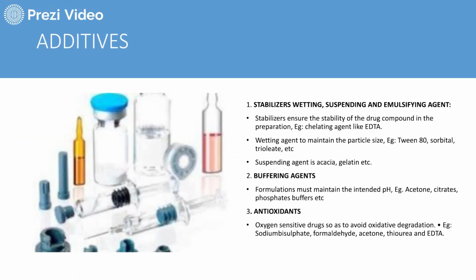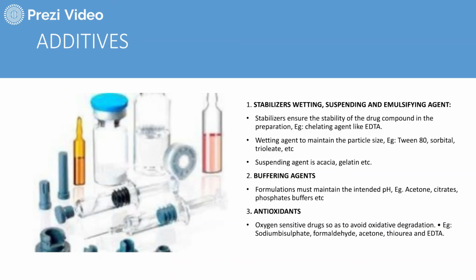When we talk about the additives, we use a variety of additives for the preparation of the parenteral product, ranging from stabilizers, wetting agents, suspending agents, to emulsifying agents. Since we are using not only solutions but also emulsions and suspensions, we need to have these agents incorporated into the formulation of the parenteral product. Examples include chelating agents like EDTA, wetting agents like Tween 80 and sorbitan trioleate, and suspending agents such as acacia, gelatin, etc.